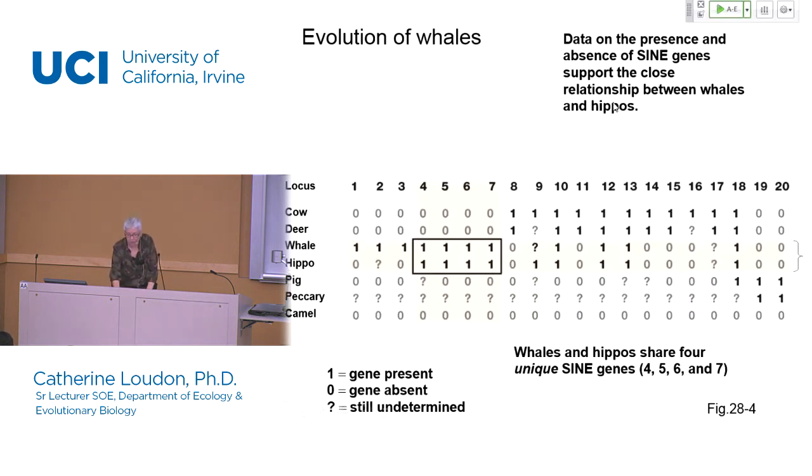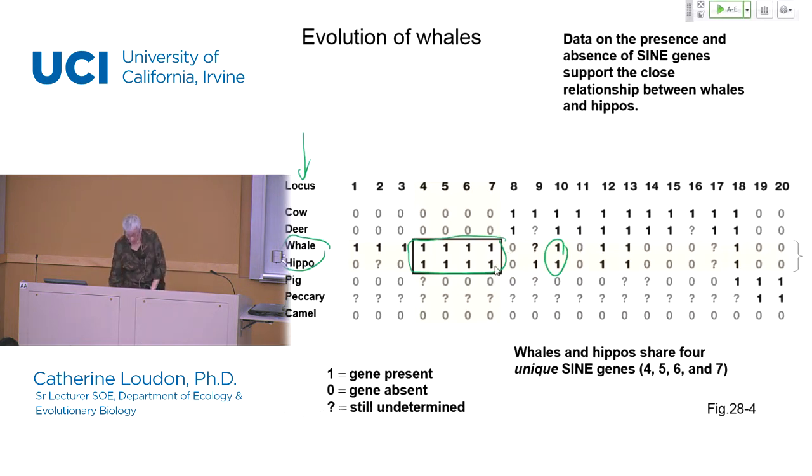The data are shown in figure 28.4 in your textbook, which are shown right here. Over here on the left-hand side, we have a bunch of different mammals, so cows and deer and whales and hippos and so on. And these numbers across the top here just simply show locations for these transposable elements. And the Scientific Illustrator has indicated the very strong similarities between whales and hippos that are seen in this particular characteristic. Now, this is not the only basis for identifying whales and hippos as fairly closely related. This is just one example of many.